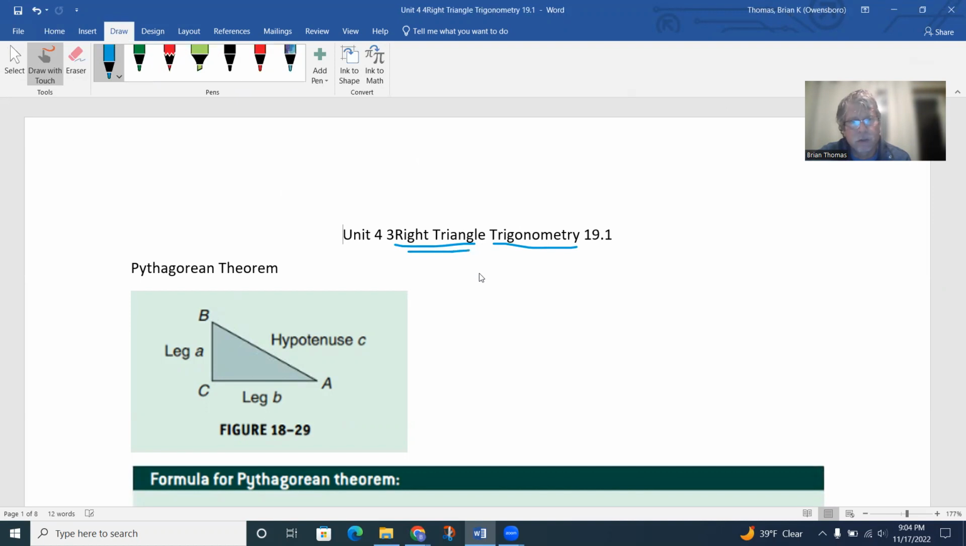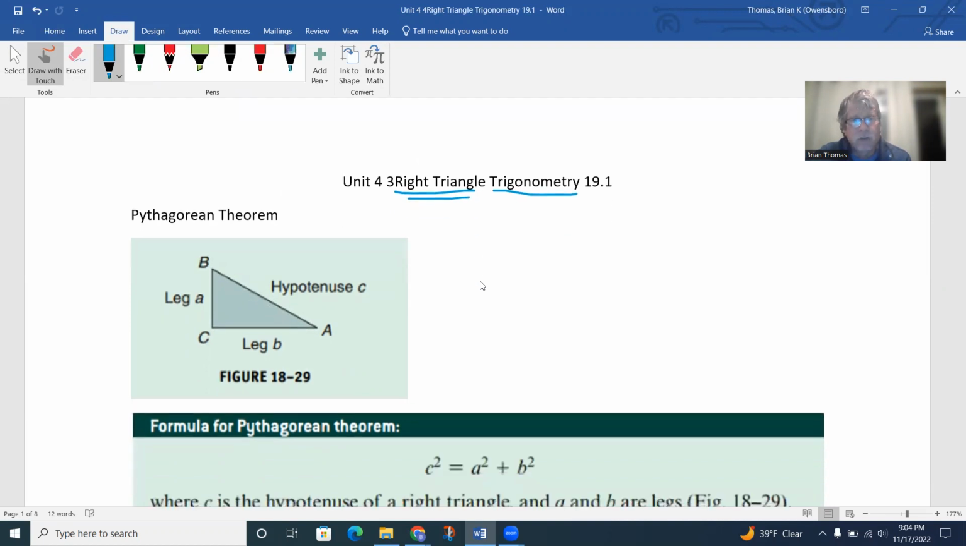right triangle. So some vocabulary dealing with a right triangle. A right triangle has one right angle and two acute angles. In a right triangle, the sides that make the right angle are called legs. So A and B are sometimes denoted as your legs. And the longer side of the right triangle is called the hypotenuse, and a lot of times it's denoted as the letter C.